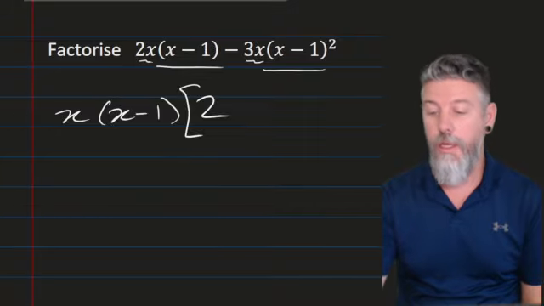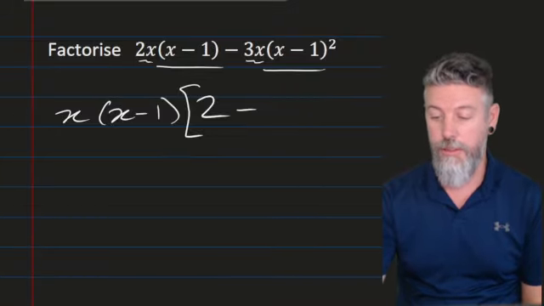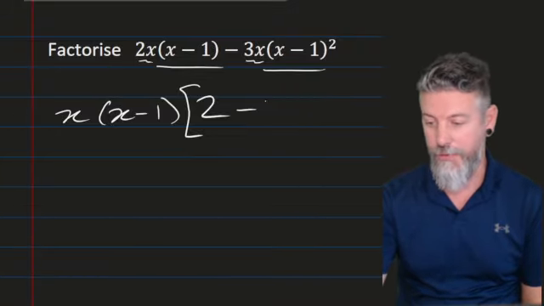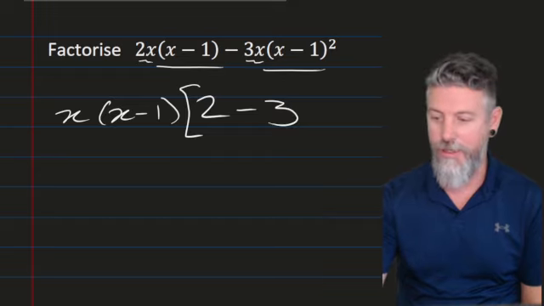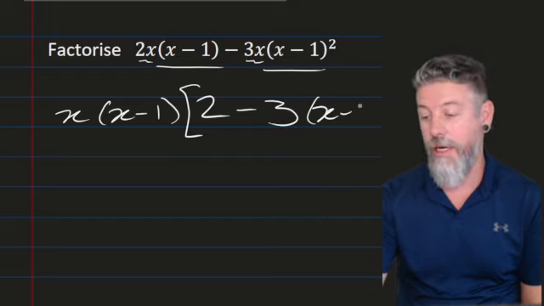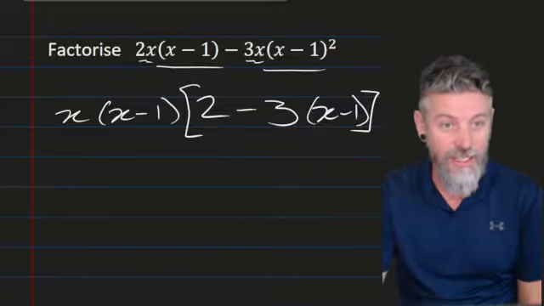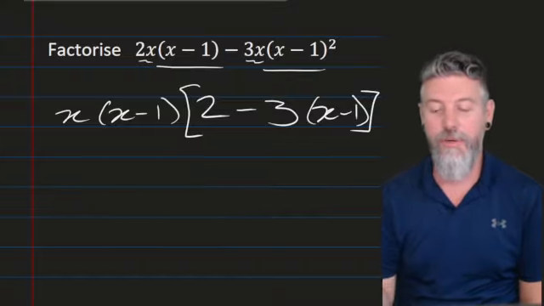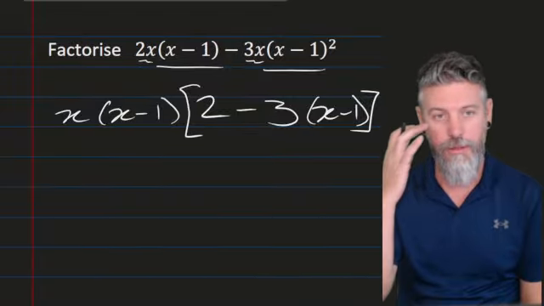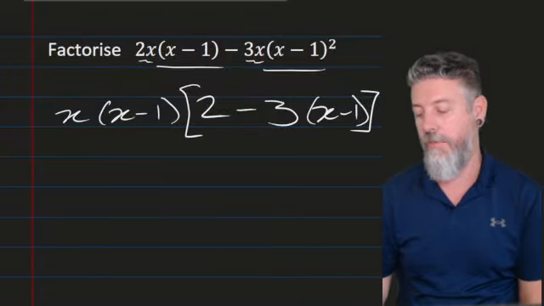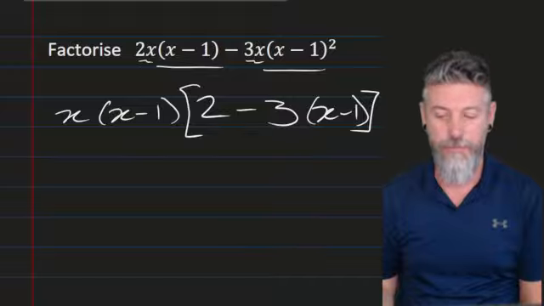So I then go and say, well, what's going to be left out of that first expression? 2. And what's going to be left out of this second expression? There's going to be a negative 3, don't go wrong with your negatives, and an x minus 1. Now you notice I'm writing the curly brackets there on the inside of my square brackets, so there's some clear definition between which parts of this factorization I'm writing.